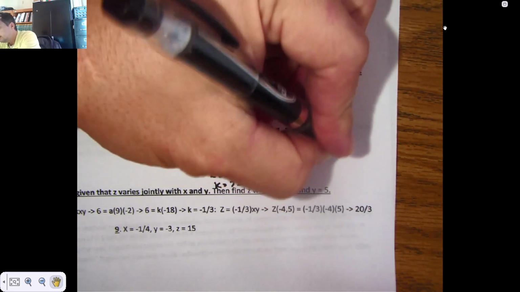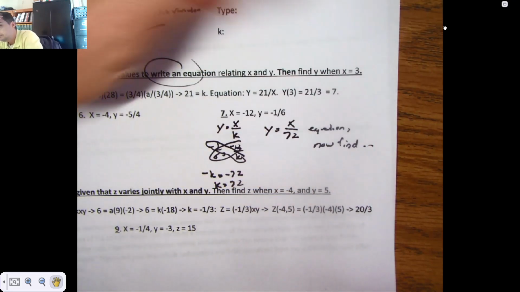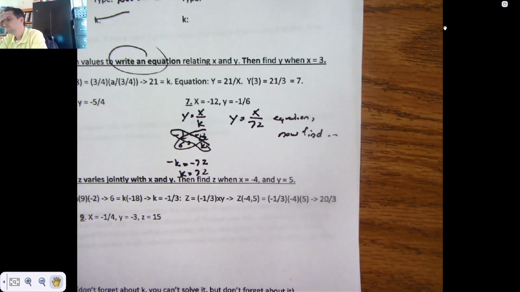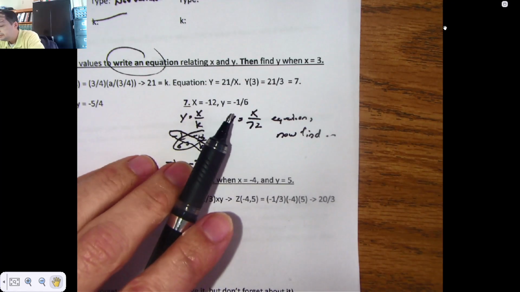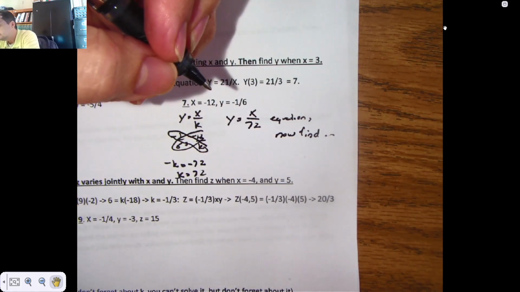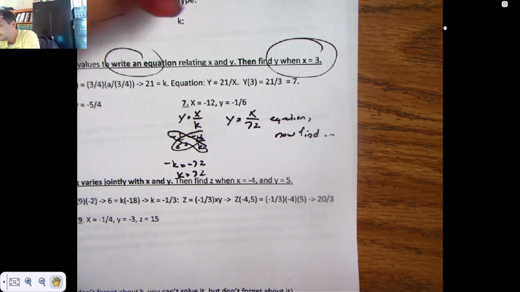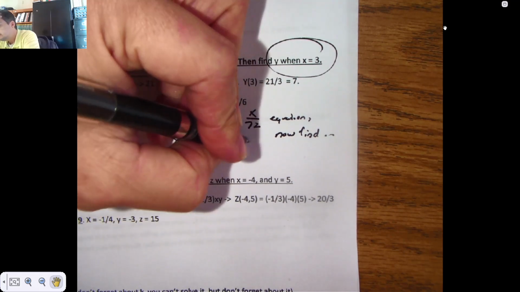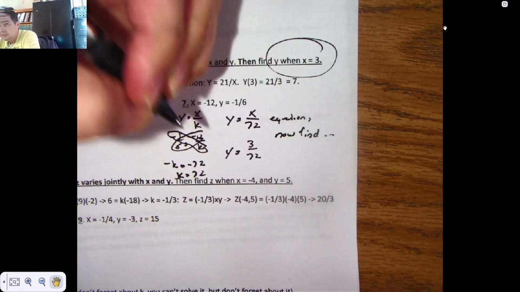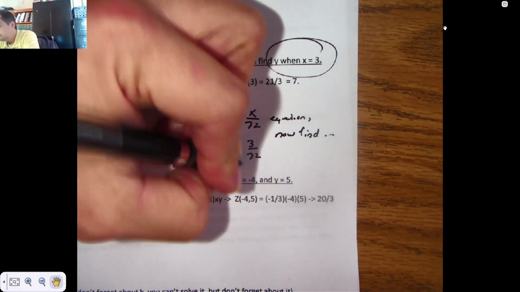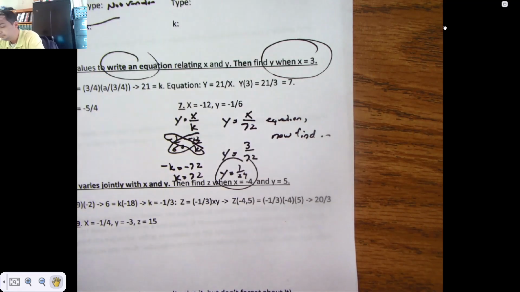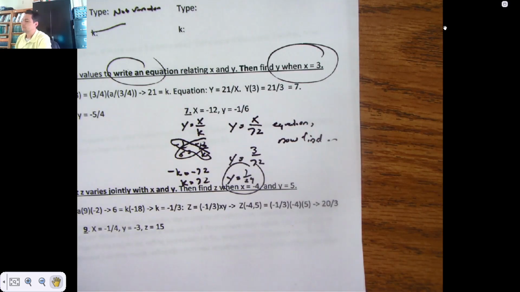Now find something. All right, now I find something. I'm supposed to find x when y is negative 1/6. Oh, then find y when x is 3. So y is 3 over 72, which should be 1/24. Easy peasy. All right, what's up next?